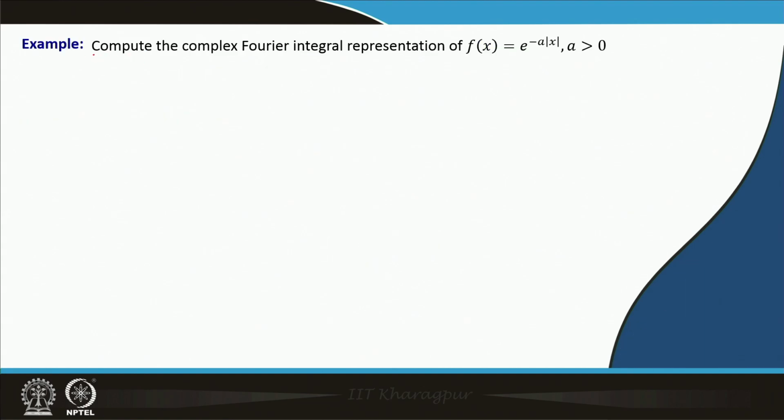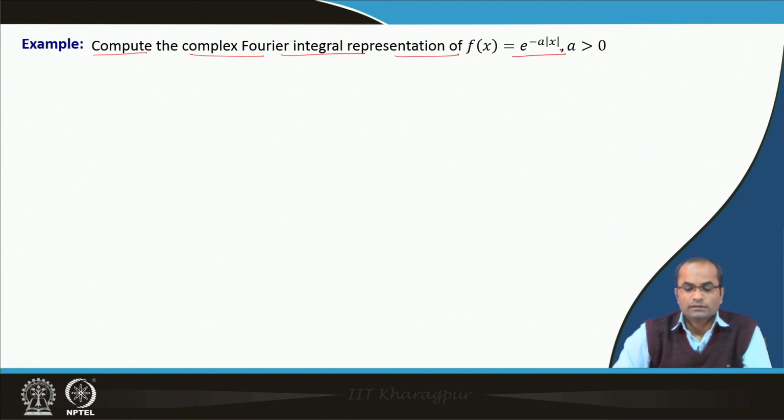So, the first example where we will compute the complex Fourier integral representation of this f(x), which is equal to e power minus a modulus x, or the absolute value of x, and here a is taken as a positive number.